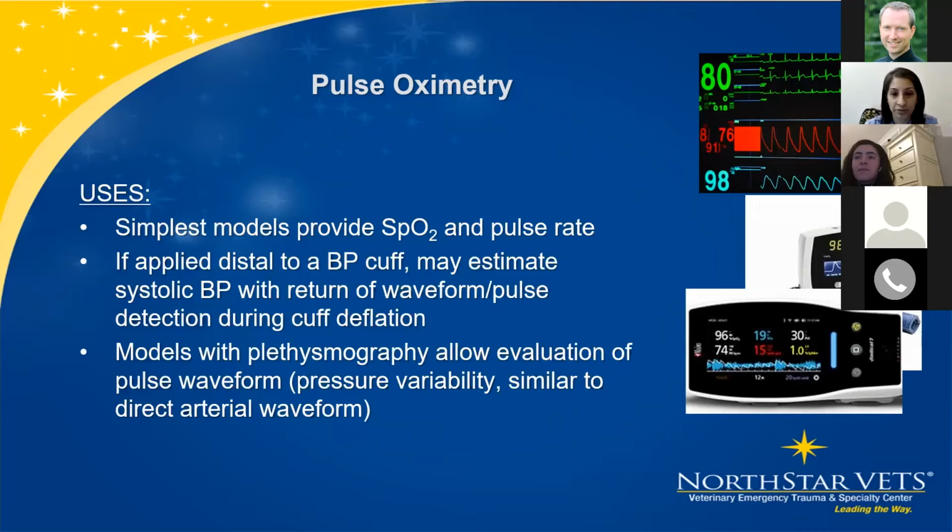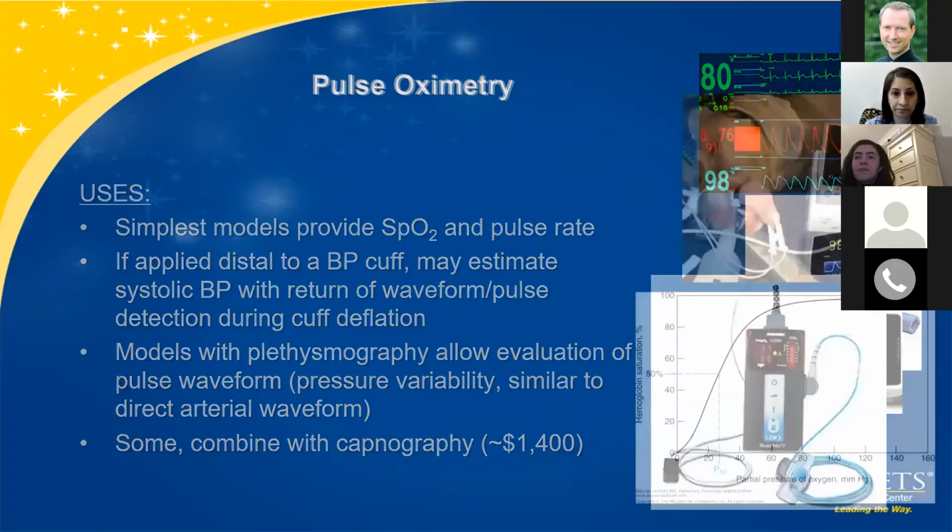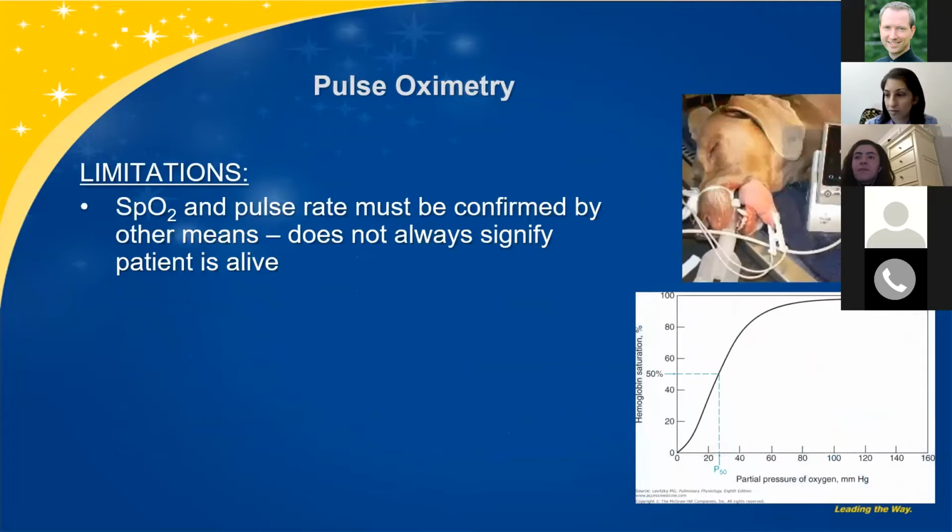Models with plethysmography, which is your waveform image on the screen there, can give you similar pieces of information to a direct arterial waveform as well. Some also combine the SpO2 with capnography. Some of these units have a little capnograph on the side. With SpO2, the pulse oximeter really can't be relied upon for signifying that a patient is alive.